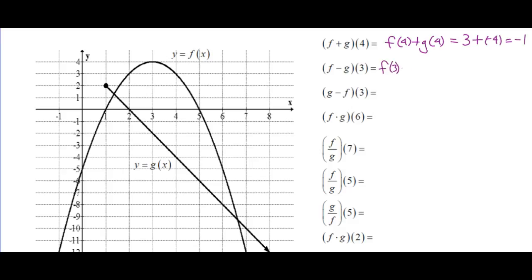What's f minus g of 3? I think, I've got to do f of 3 minus g of 3. F of 3 is 4. G of 3 is negative 2. 4 minus negative 2 is 6. G minus f of 3.